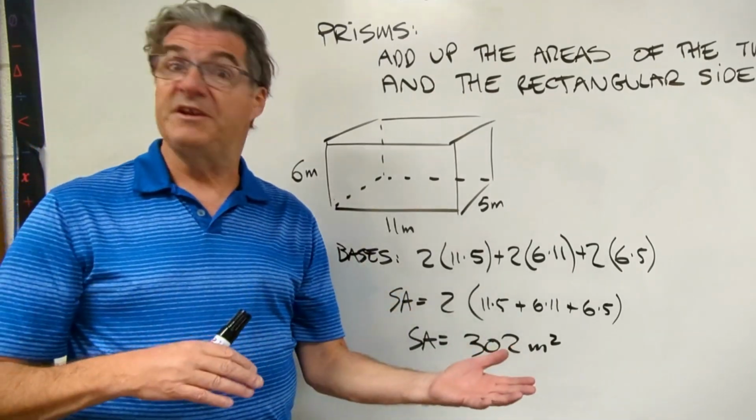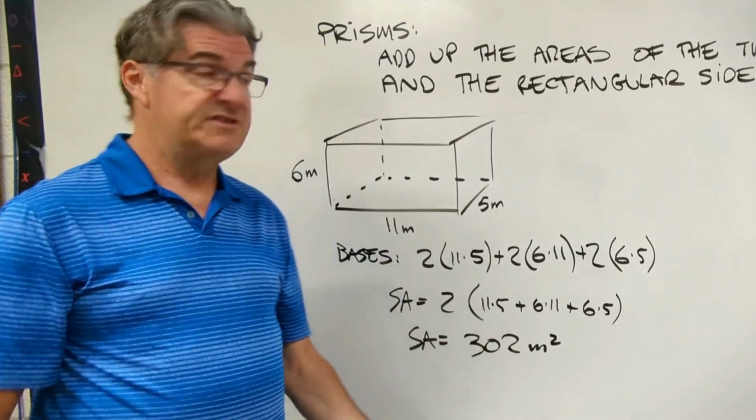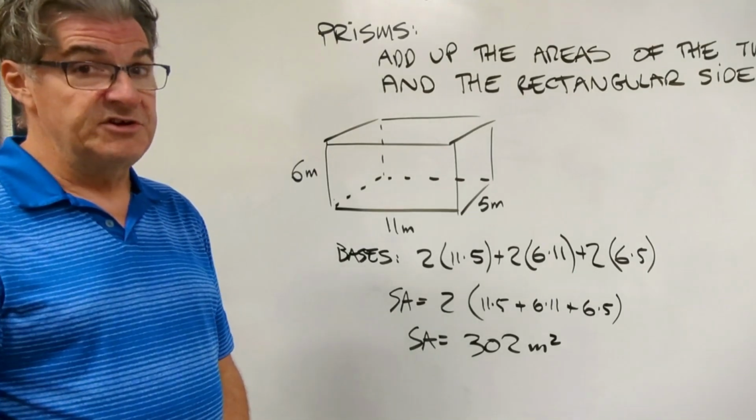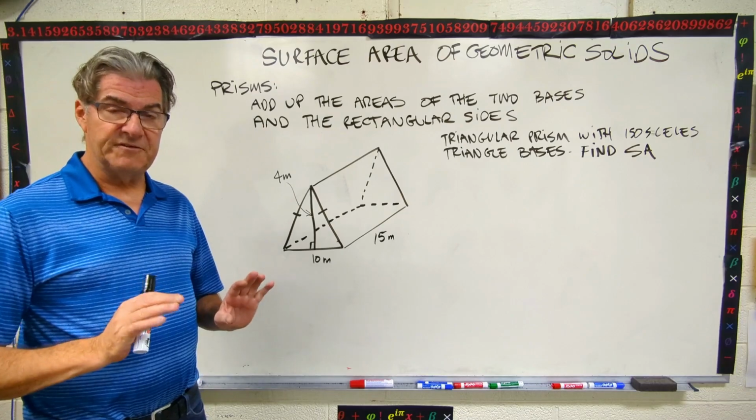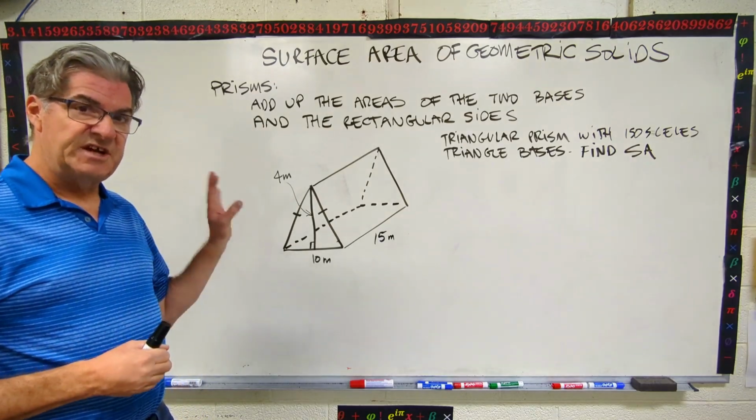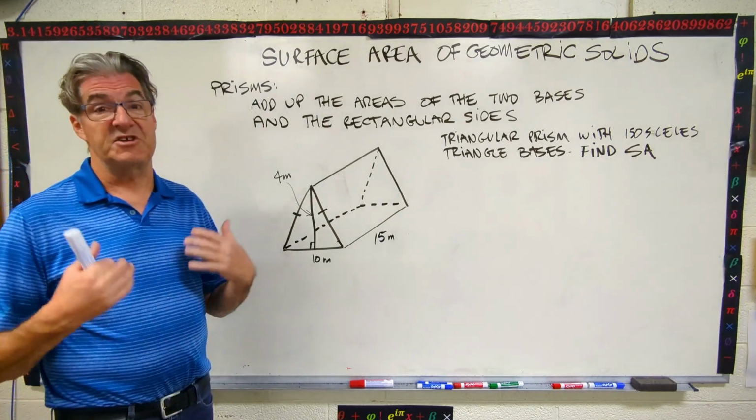Now remember, the last lesson we did volume, so we had cubic units. Now we're back to area, so remember your units are squared. All right, let's try a triangular prism. A little different, and we're going to need to do little calculations inside the diagram to get some of the heights we need to calculate area.